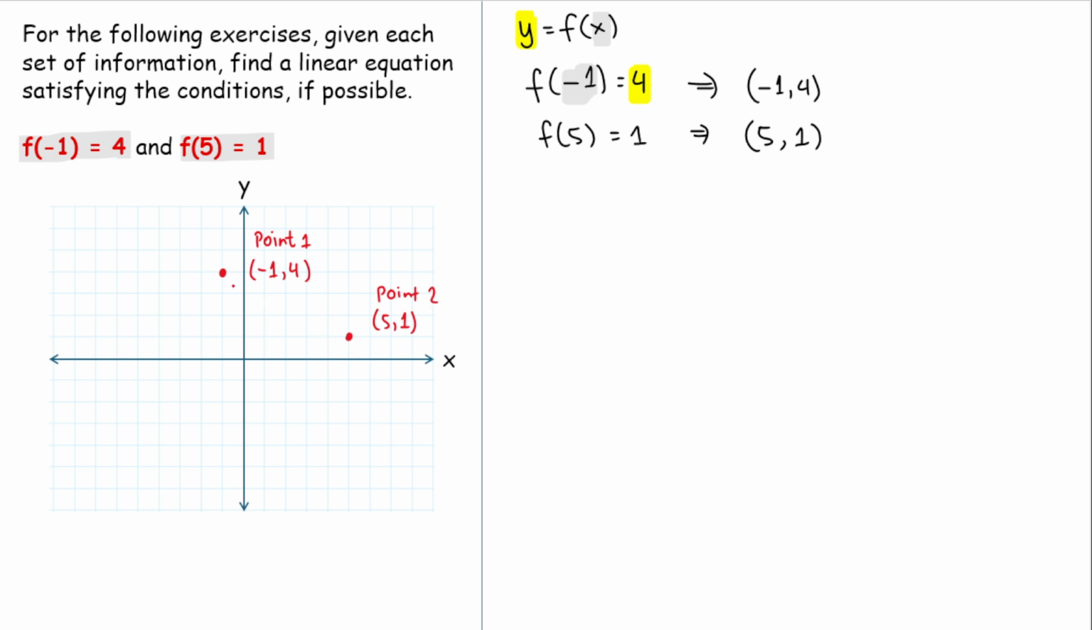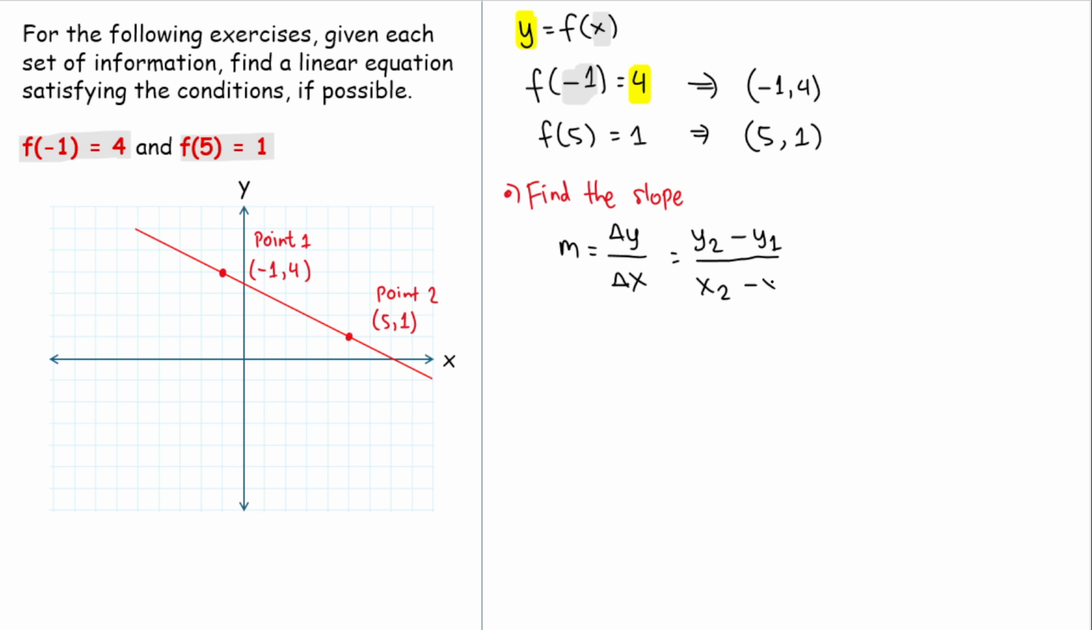Okay, we have 2 points and we can connect it with a line, right? So the goal now is to find out what is this line's equation. The first step that we need to do is to find the slope. What is the notation for the slope? M, right? So we'll have M, and the formula of M is delta y, the difference of y coordinate, divided by delta x, the difference of x coordinate. Or I can rewrite this as y2 minus y1 divided by x2 minus x1.